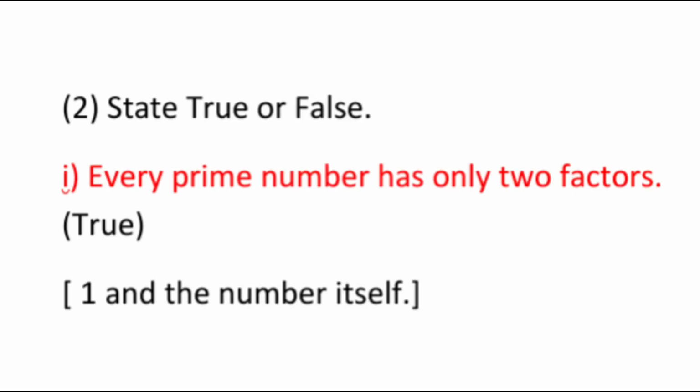The second question is state true or false. That is, every prime number has only two factors. Yes, it is right. A prime number has only two factors, the number 1 and the number itself.